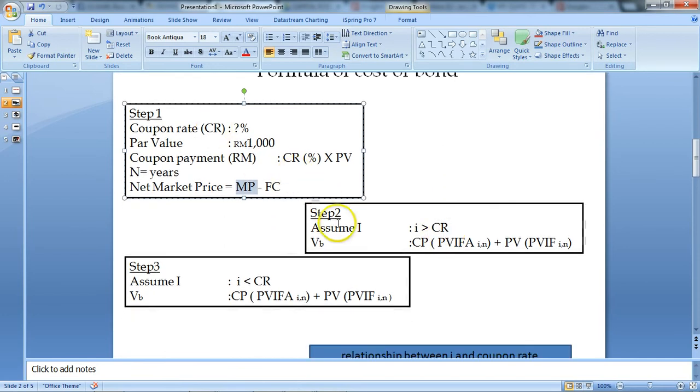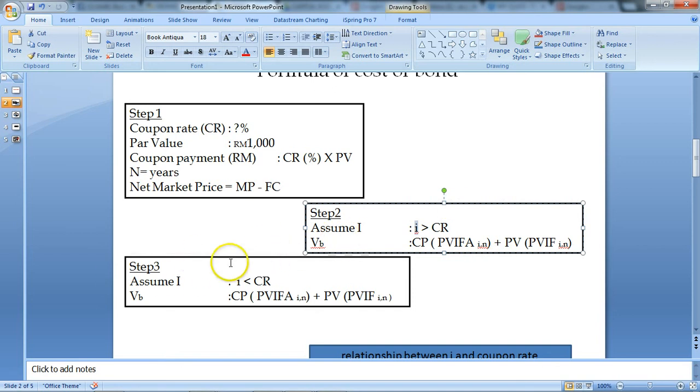Next, step 2. After you know your CR, you must do an assumption. Assume your I is higher than the coupon rate. So this is the formula for value of bond. Your friend has shared it online. You can check your ELN, so you can know how to calculate PVIFA and PVIF.